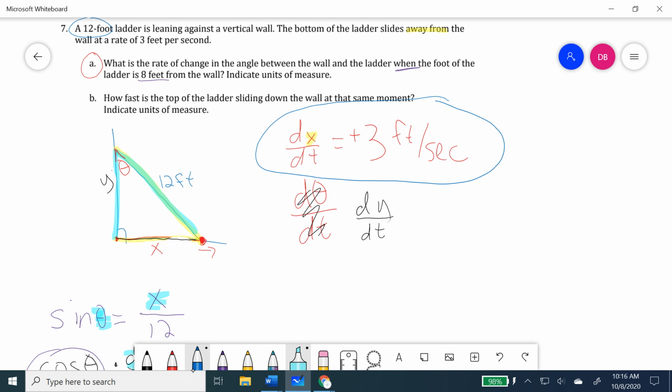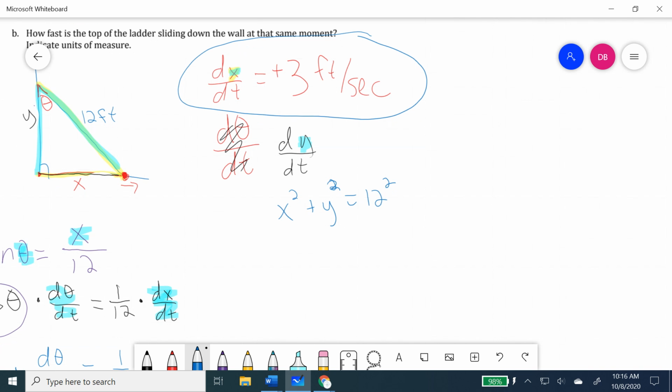That means you need to make sure that you have a relationship between x and y. You've got a right triangle. Pythagorean theorem is one of the most common formulas you'll use for related rates. That means you have x squared plus y squared equals 12 squared. And be careful when you're taking the derivative. You may want to really quickly go 12 squared. Your derivative is 0. You won't fool me this test. Because I can't tell you how many times people write 2 times 12.